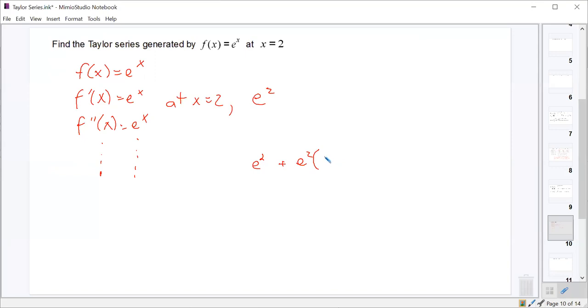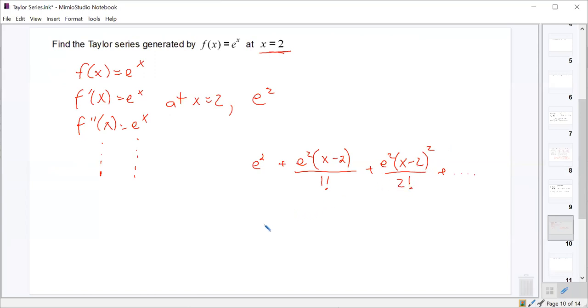Not x. Remember, we're centering this at 2, so it has to be x minus 2 over our 1 factorial. The next term would be e squared times x minus 2 squared over 2 factorial. And the next term would be e squared times x minus 2 cubed over 3 factorial.